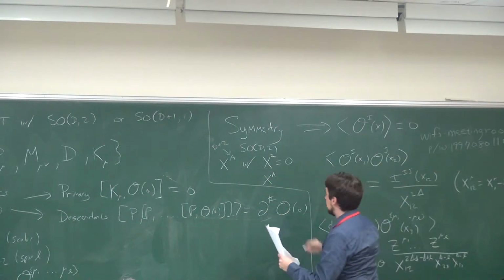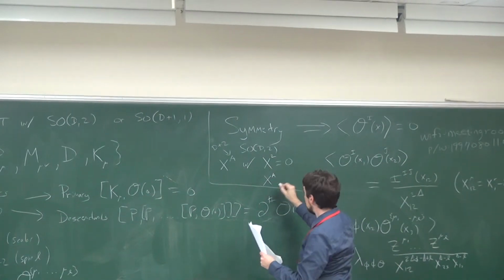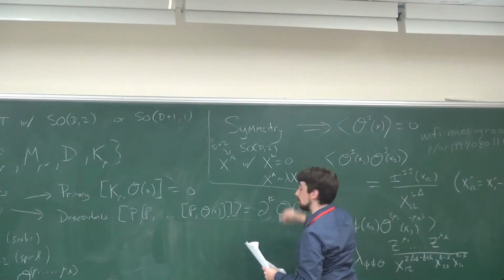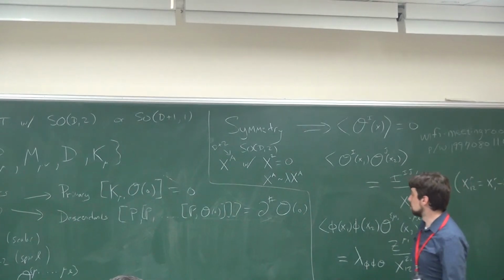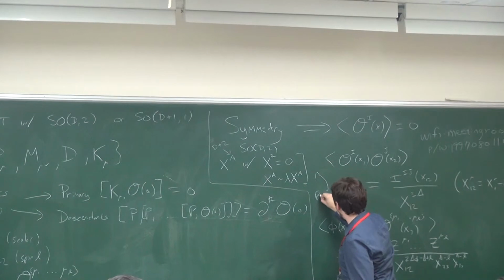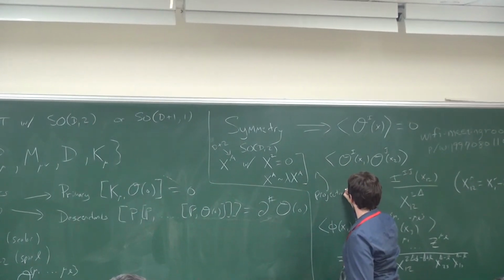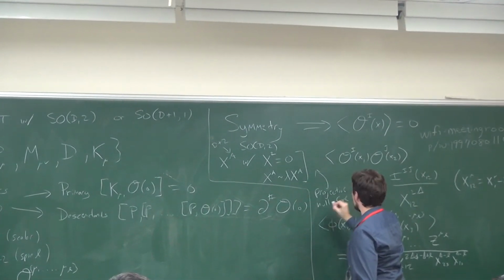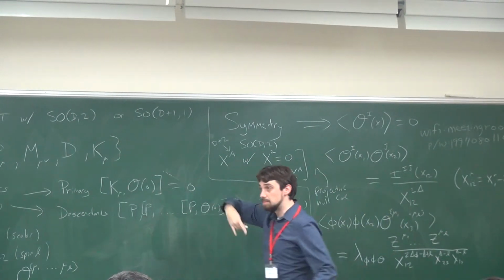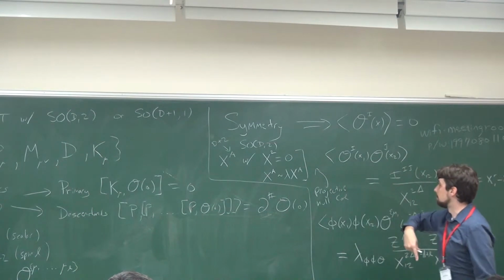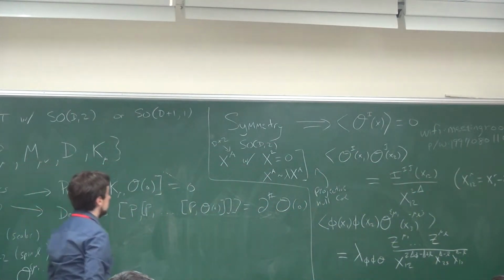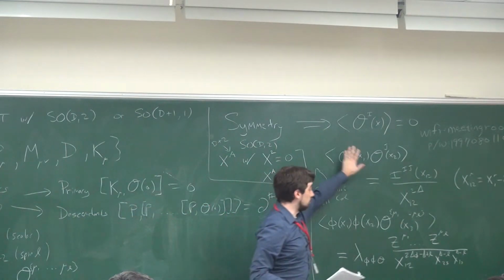And then I need one more condition to project back down. The way you can do this is by identifying x^a with some constant times x^a on the null cone. So this is sometimes called the projective null cone. These two conditions project you down to a d-dimensional subspace, which you can identify with ordinary space. And this is a very useful formalism for deriving all these results.